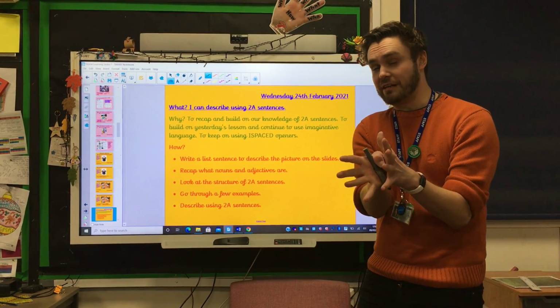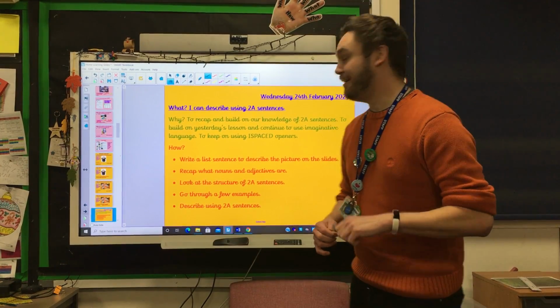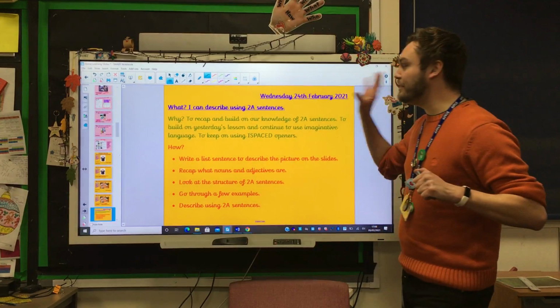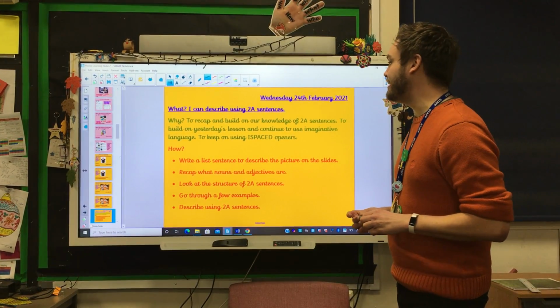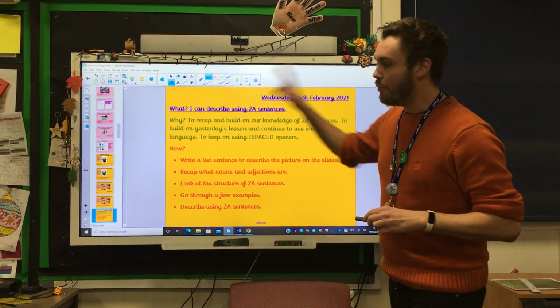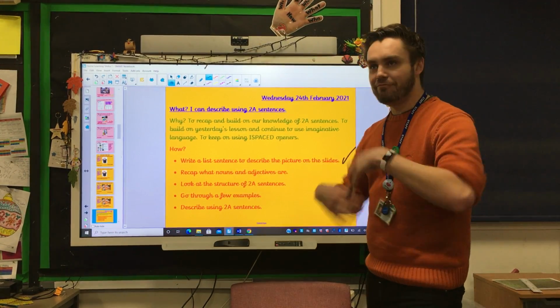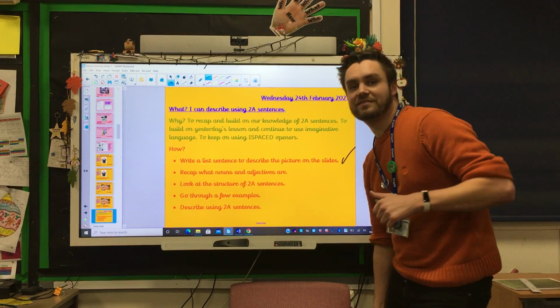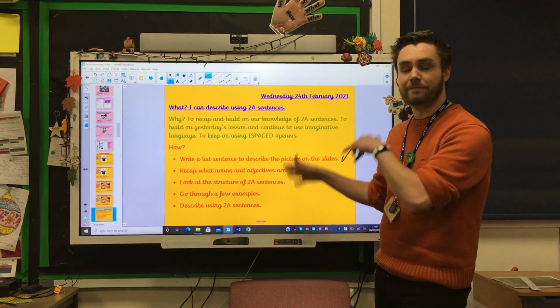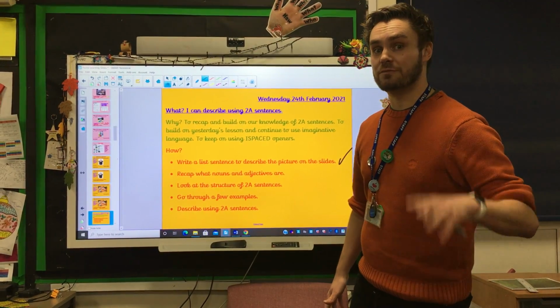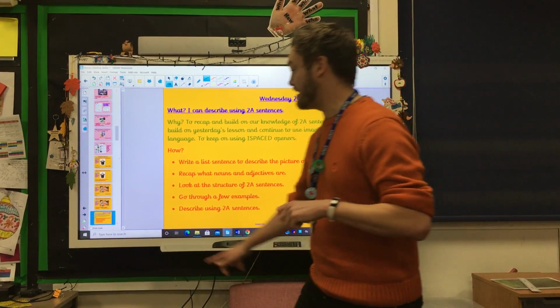It's a little bit trickier, but we've done lots of work here in Year 4. We're going to be looking at describing today using 2A sentences. So we've done our first task. Let's give that a little tick. It always feels good. And then we're going to recap, of course, what nouns and adjectives are. We're going to look at the structure of a sentence before we, like we did yesterday, go through a few examples before you work on your sheet as well. So without further ado, let's crack on with that then.